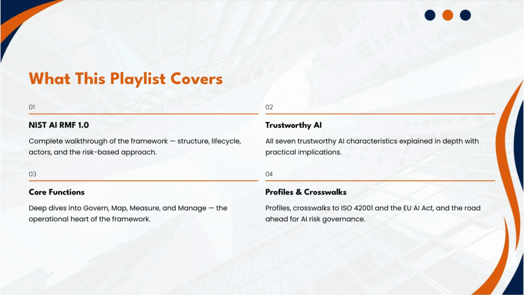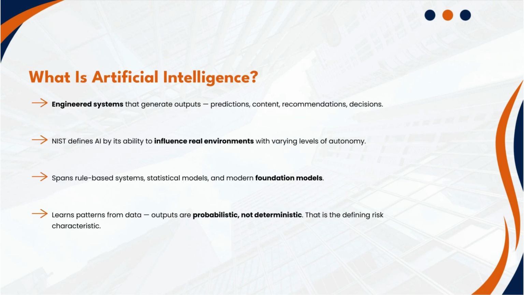Let's get started. So, what is artificial intelligence? You'd think that's the easy question. It's actually the one people fumble most. NIST gives us a working definition. An AI system is an engineered or machine-based system that, for a given set of objectives, generates outputs such as predictions, recommendations, or decisions influencing real or virtual environments. That's the official language. Let's break it down in simpler words.